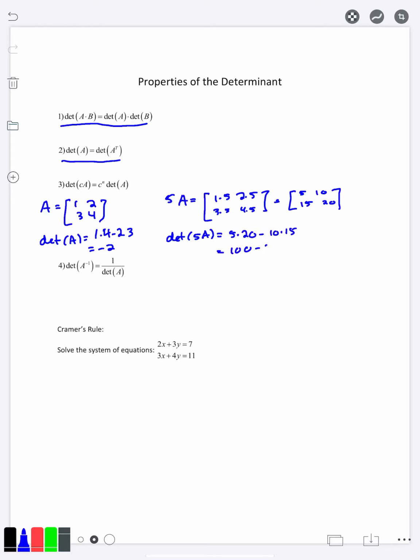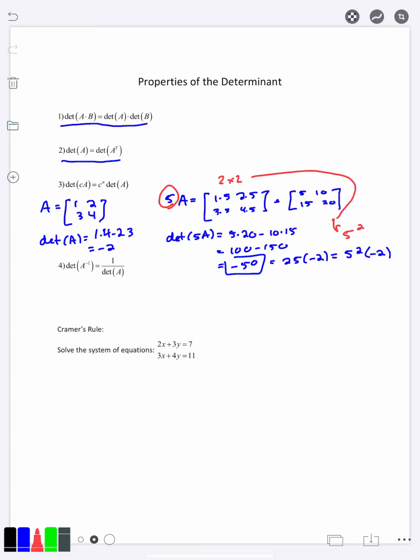As you see here, I'm actually going to get 25 times the original determinant. The reason it's 25 is because it's 5 squared times the original determinant. So you take whatever number you're multiplying by, and you raise it to the size of the matrix. Since this is a 2 by 2 matrix, that's why I got 5 squared. If it had been a 3 by 3 matrix, I would have had to multiply by 5 cubed. So it's a little tricky property, but when it can be used, it can really save a lot of time.